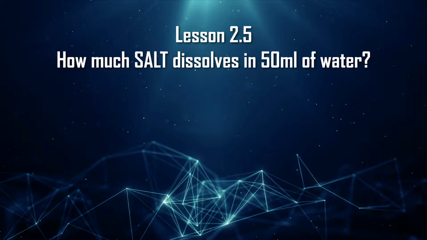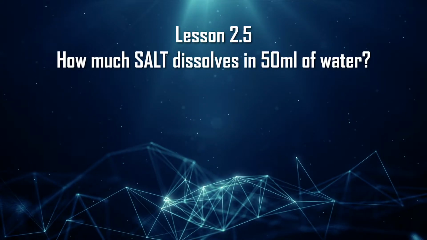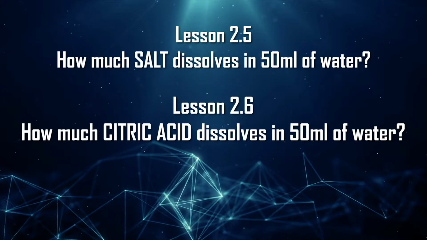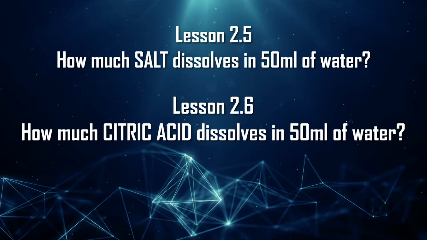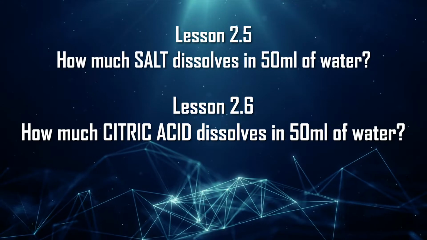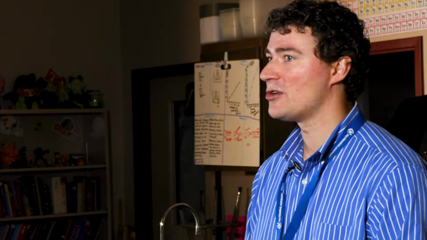So in Lesson 2.5, students planned and carried out a process to determine how much salt dissolves in 50 milliliters of water. In Lesson 2.6, students compared this to the results from dissolving citric acid in 50 milliliters of water to determine which is more soluble. Now in Lesson 2.7, students carry out the investigation again, but this time with an unknown substance.